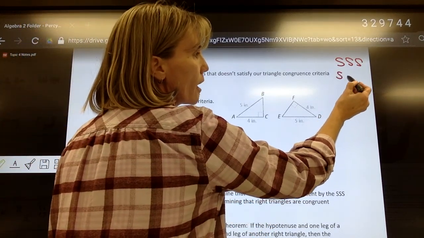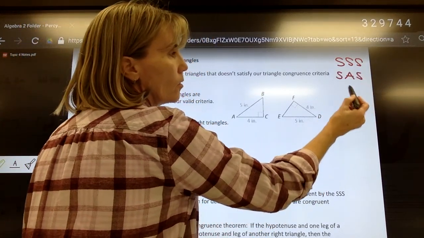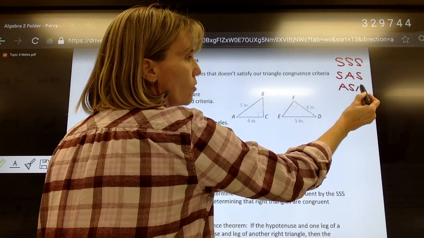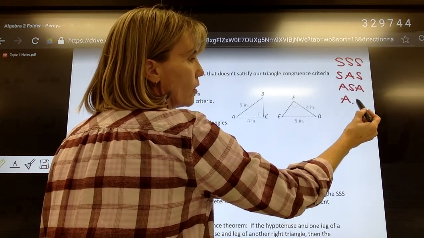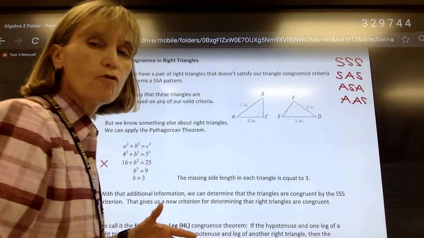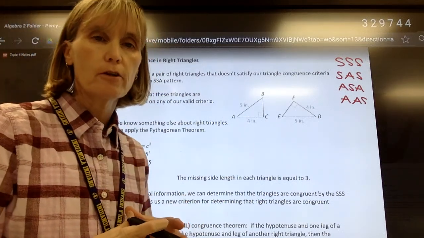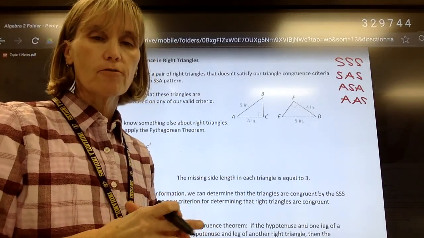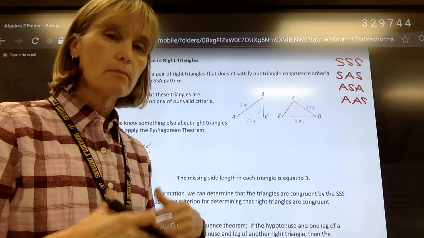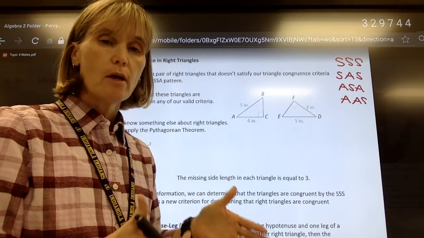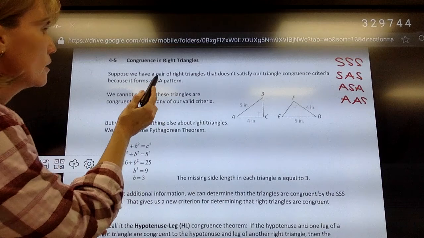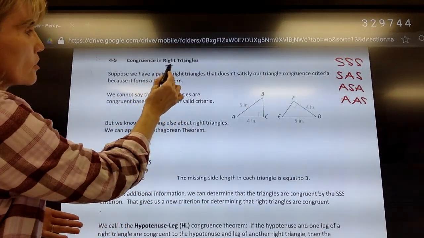We also had side, angle, side. We had angle, side, angle. And we had angle, angle, side. So far, those were the 4 different shortcuts that we had for showing that triangles were congruent. Well, there is actually a 5th one. We're going to show that to you today. And it is congruence in right triangles.